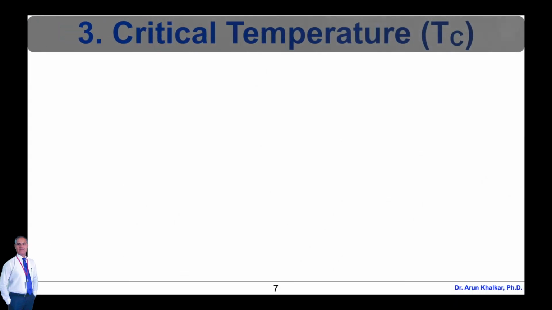Now let's see the third property of superconducting materials, which is critical temperature, represented by capital T subscript C.